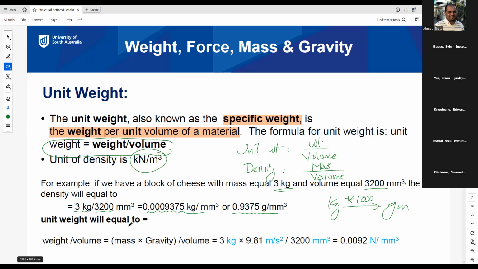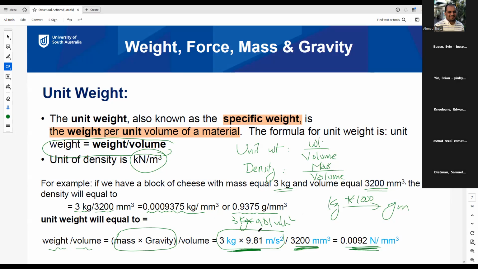So the unit weight of this cheese block will be the weight of the cheese block divided by the volume. So to find the weight, it is the mass times gravity acceleration. So this is the weight, 3 kilogram times 9.81 meter per second squared. So if we divide the weight over the volume, we get the unit weight.